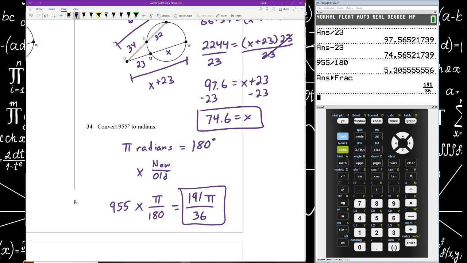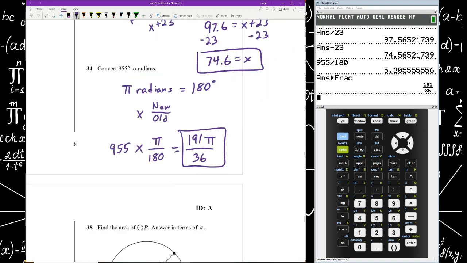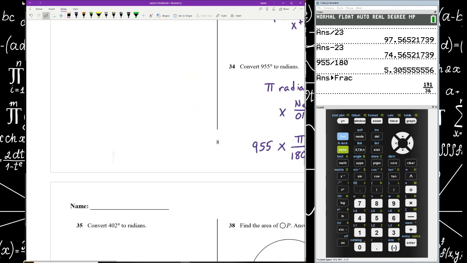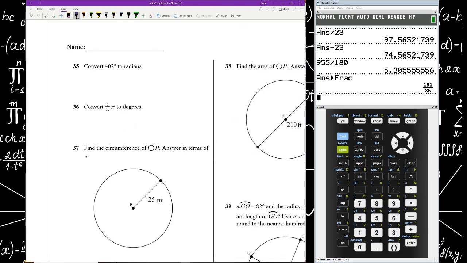Okay, now we're going to skip 35 and go to 36, where it's the same thing, but now we're going to degrees. So with this one going to degrees, we put the 180 on top and the pi on bottom. We're going to take the original value. Now I don't like how this is written, so you put the pi back on top. So 5 pi over 12 times 180 over pi.